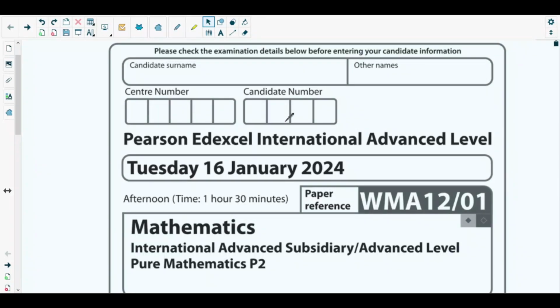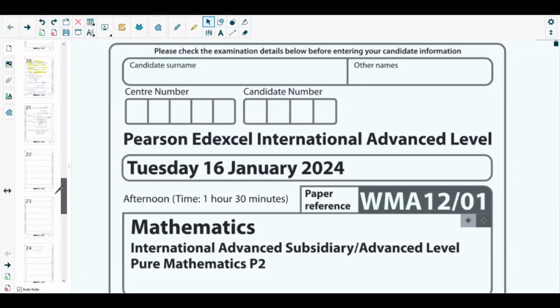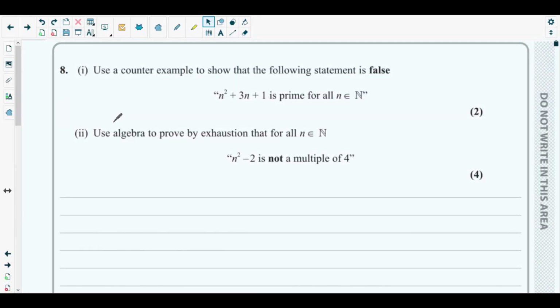In this video, we will be solving question number 8 from the January 2024 Pure Mathematics 2 paper. The concepts behind question number 8 are from the very first chapter of your Pure Mathematics 2 textbook, Chapter 1, algebraic methods. The topic of this chapter is proof. To be more specific, we need concepts from proof by exhaustion and counterexample. So let's get started.